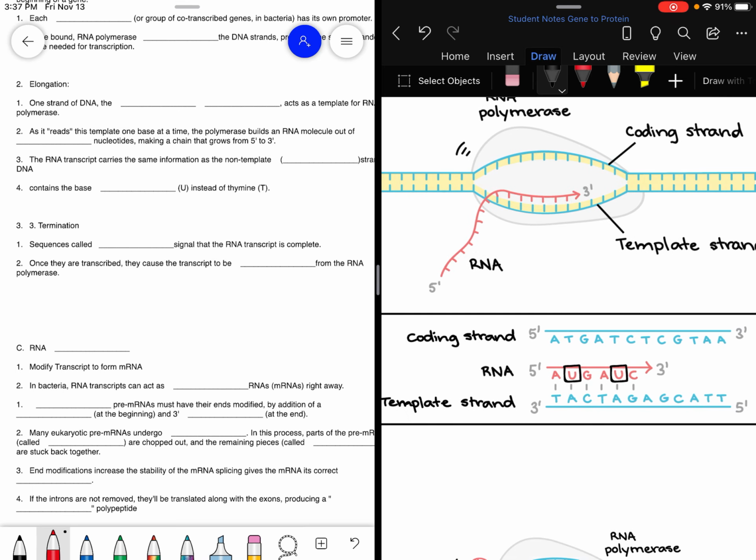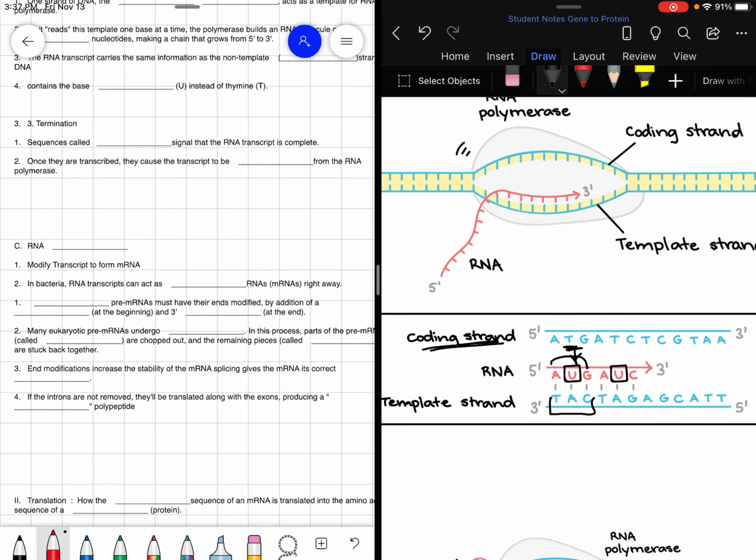Like I said, it starts transcribing at this TAC, but instead of it being this complementary T, it will be AUG, the complementary strand of it. The coding strand is the opposite, so the RNA is going to mimic the coding strand with the exception of the T's, which become U's. When you do your assignment in class, you'll be transcribing, and anytime you see a T, you will change it to U. So elongation is just the building of that RNA strand. That's all it is.